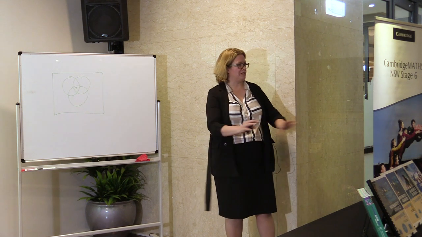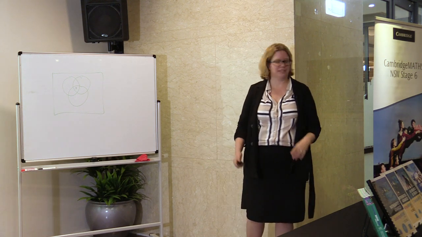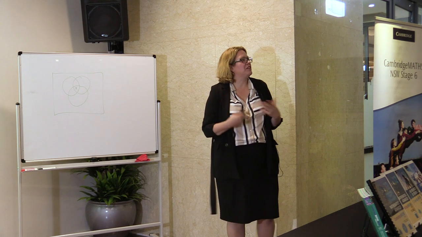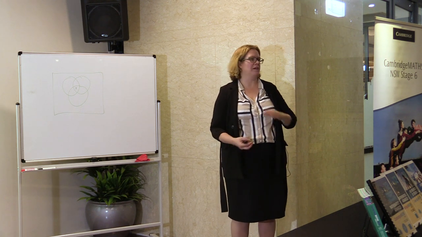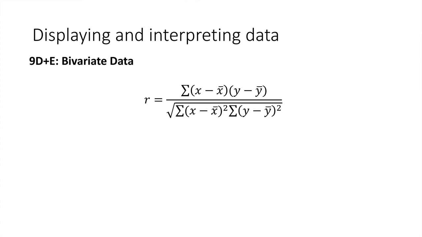But causation is best left to scientists, and I think we've actually said that about 3 times in the book, best left to scientists. So it's something for a good discussion, but we don't need to know about it from a mathematics perspective. So this is our formula. This is the Pearson's correlation coefficient formula.